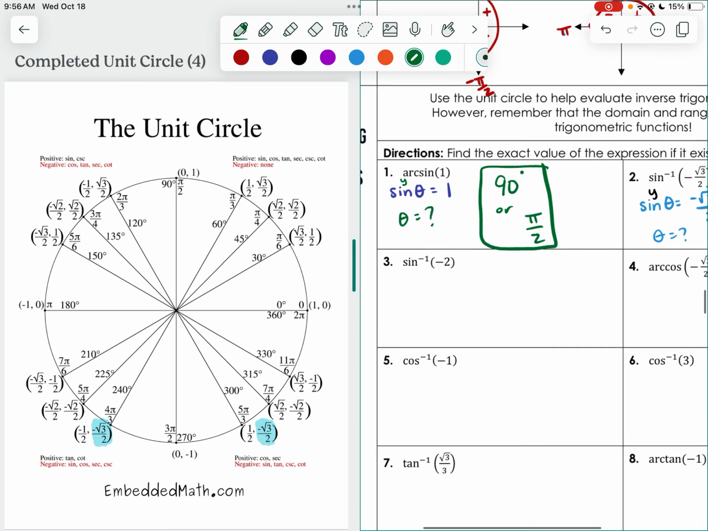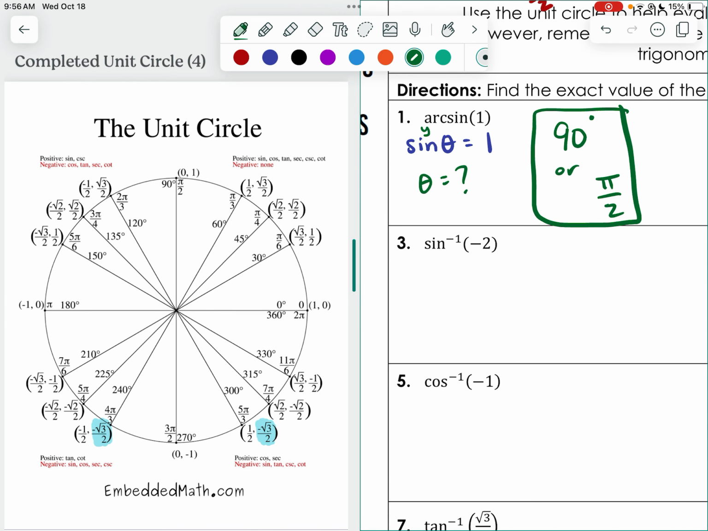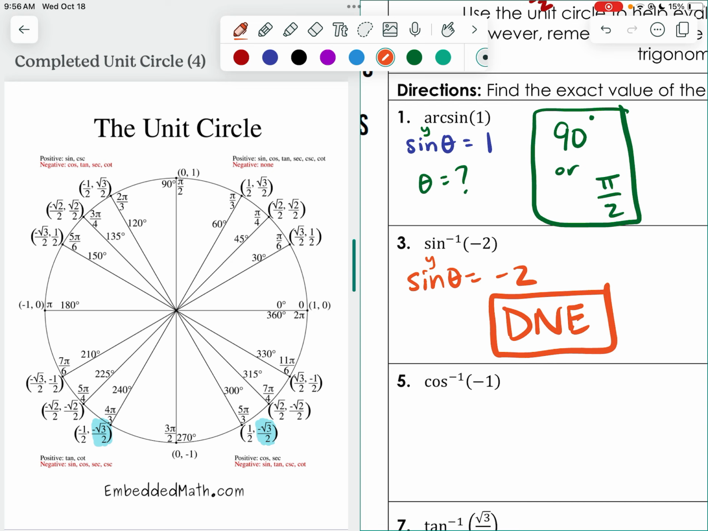Okay, let's do another one. Number 3, sine again. We want the sine of what angle is -2. Again, you're looking for a y value that's -2. You could look at your unit circle all day long. You're not going to see it. Sometimes it just does not exist. There is no angle where the y value is -2.